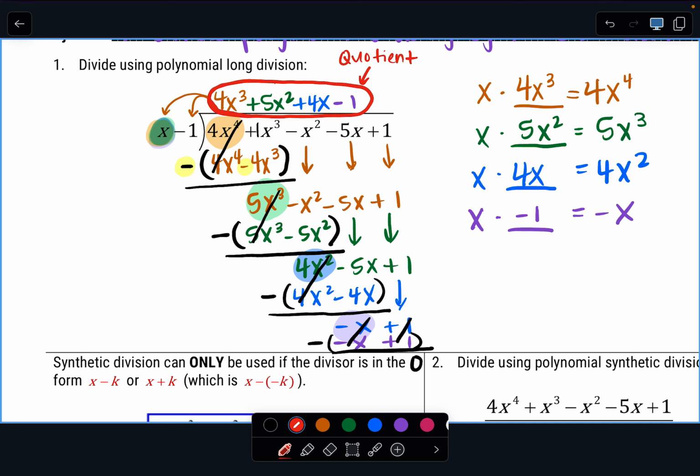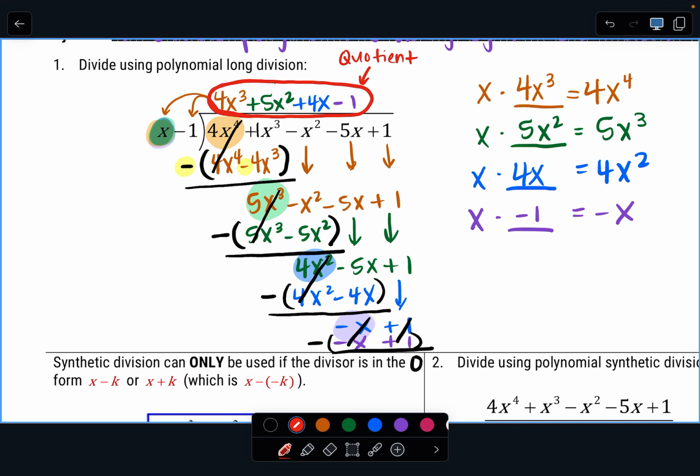Now, this is what we covered last class period. Nothing in this problem was brand new. This was all from the 4.3 notes. Now we're going to talk about a method that we can use for shorthand.